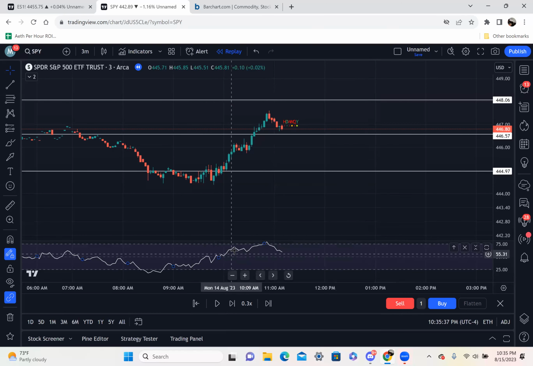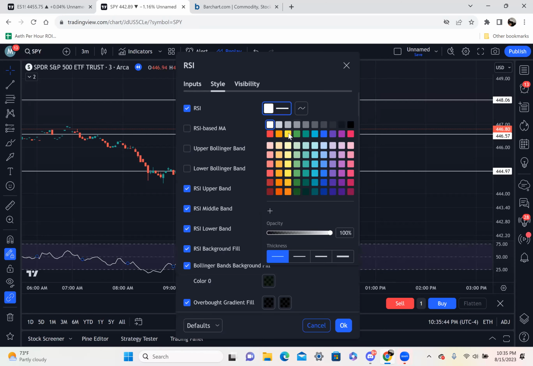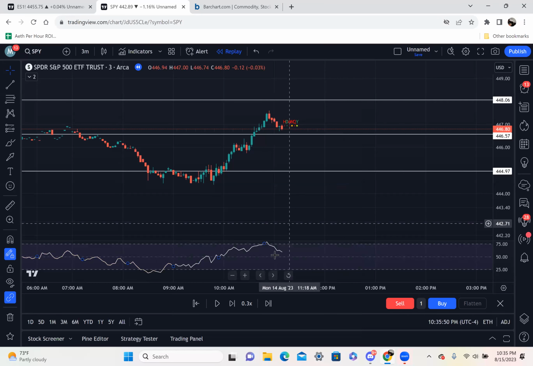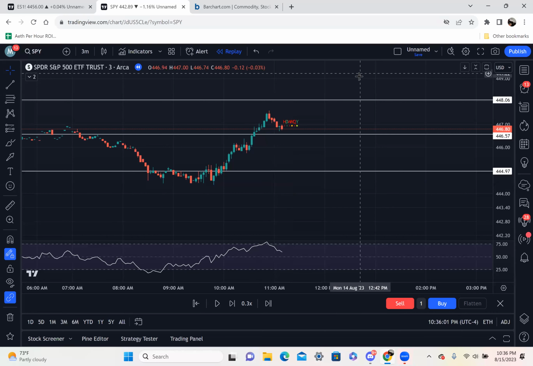And then I change this to white because it'll normally be yellow. You can still see it, but white just stands out more to my eyes. I don't like yellow, to be honest, because yellow makes me think of cautiousness because of how I look at the strat. So if I see yellow, I'm thinking inside bar.